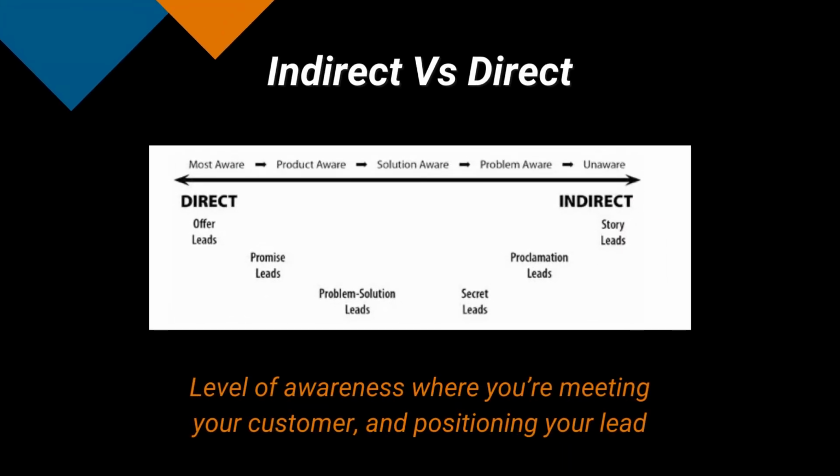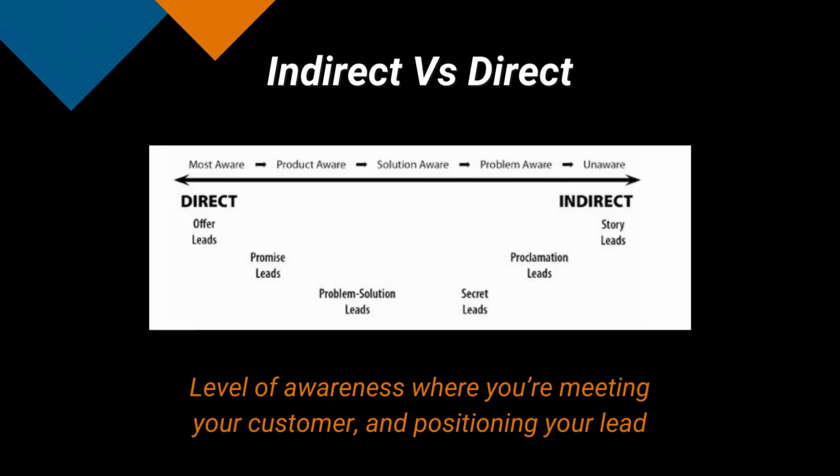Then you have indirect versus direct. Now, this is the level of awareness of where you're meeting your customer, and is also a strategy for where to position your lead. There are many factors that affect this, such as the media, different competitors, trends, social, all these different things that influence the scale of where your prospect is with their awareness of your product and service.